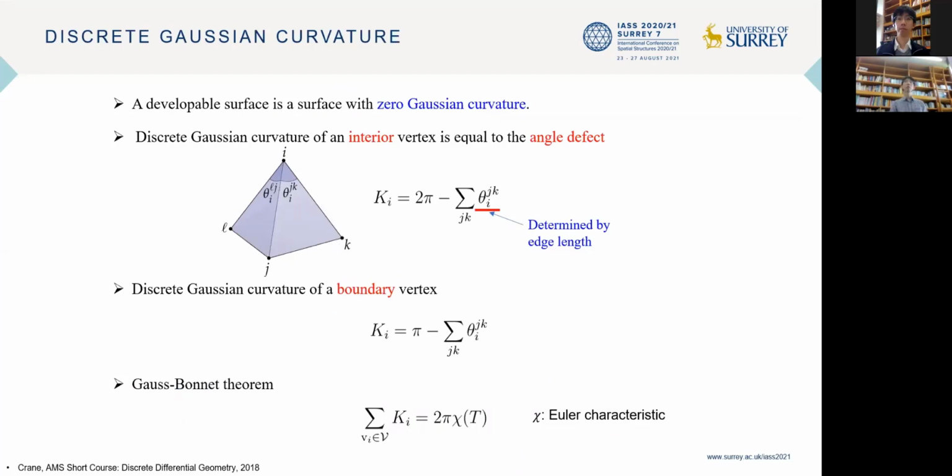Mathematically, a developable surface is a surface having zero Gaussian curvature. And for discrete surfaces, we adopted the definition of Gaussian curvature as the angle defect. It is notable that the angle defects are in fact determined by the lengths of the edges.